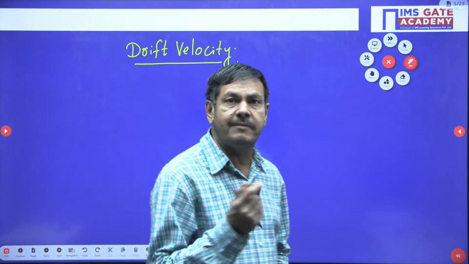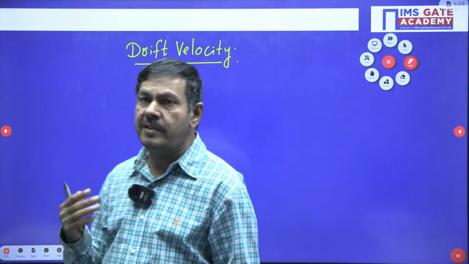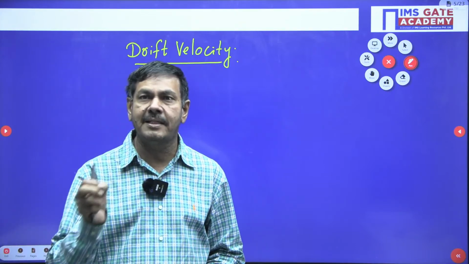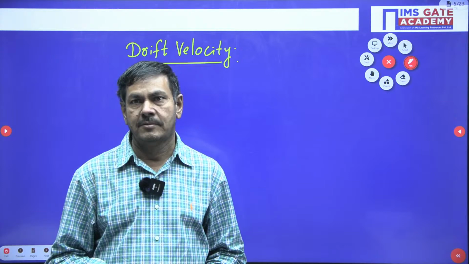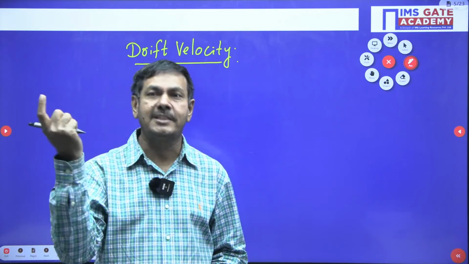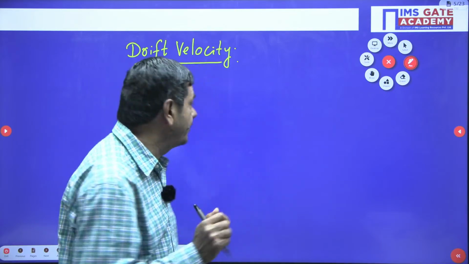To cover the mean free path, the electron is going to move with some velocity. That means the velocity attained by the electron to cover the distance between two collisions is called the drift velocity only. We can give the definition now.